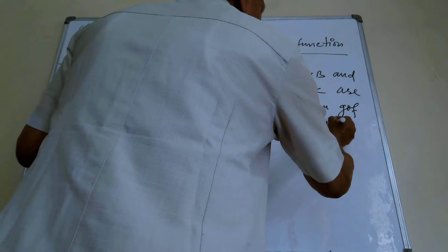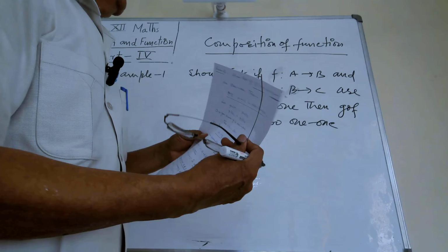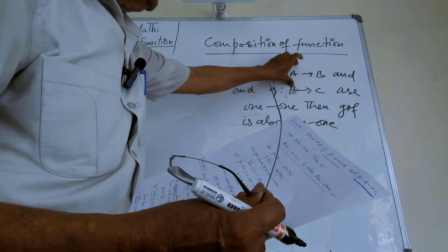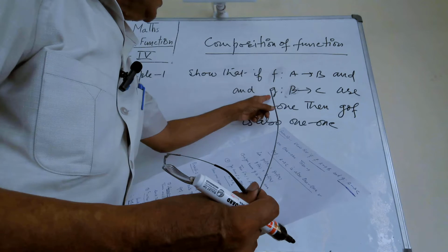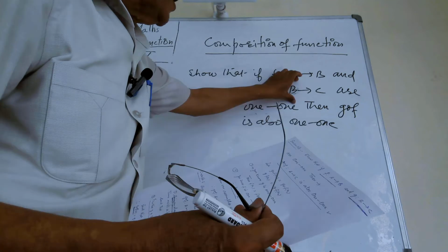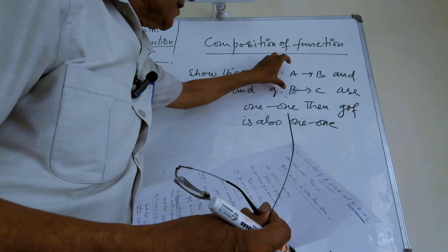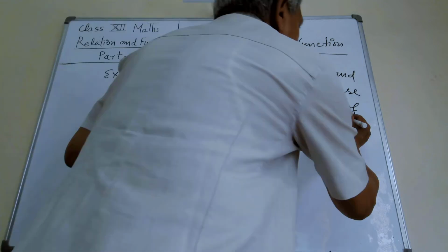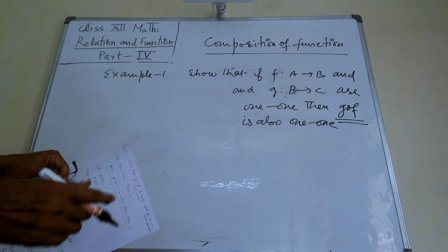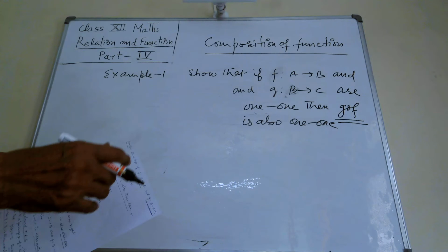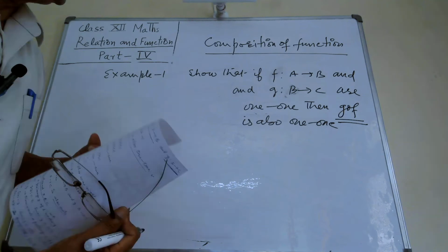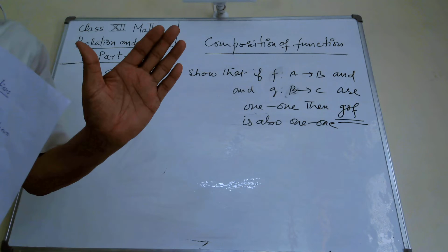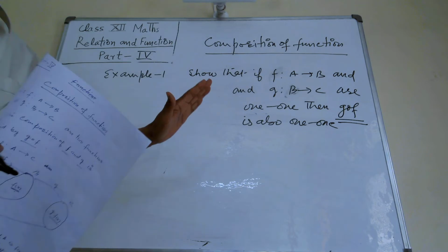Very good question. Here, f is a function from A to B. This function is 1-1. g is another function from B to C. This is also 1-1. And the composition of these two functions is gof. We have to prove that this composition is also 1-1. Very important. We have to prove that gof is also 1-1.